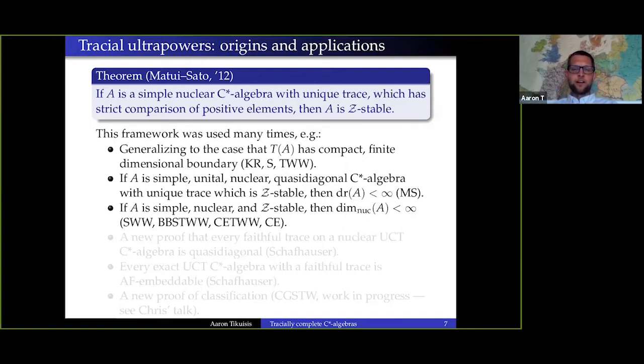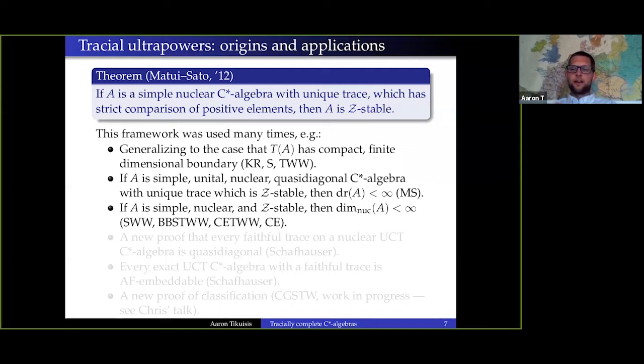Okay, two more results here. If you have a simple unital nuclear quasi-diagonal C-star algebra with unique trace, which is Z-stable, then it has finite decomposition rank. That was done by Matui and Sato. And then if A is simple, nuclear, and Z-stable, then it has finite nuclear dimension.